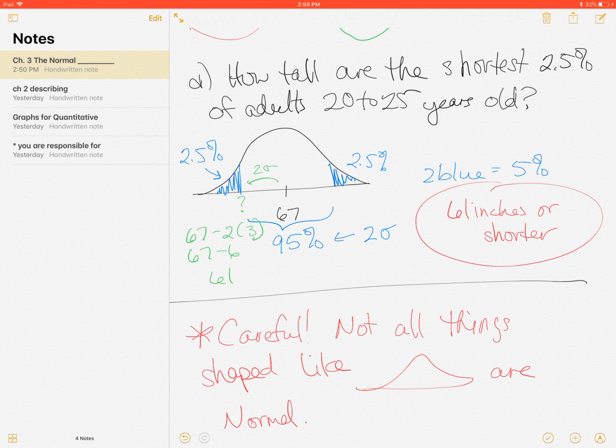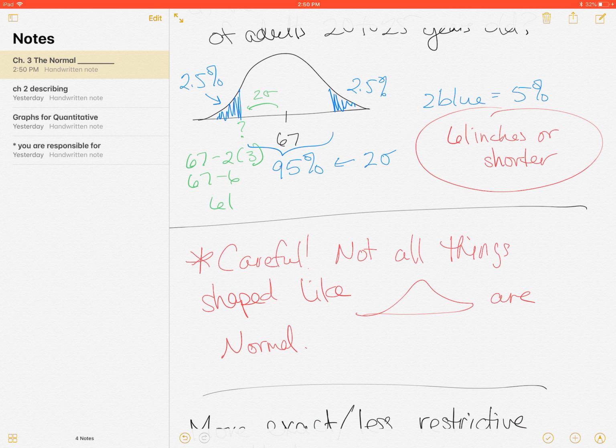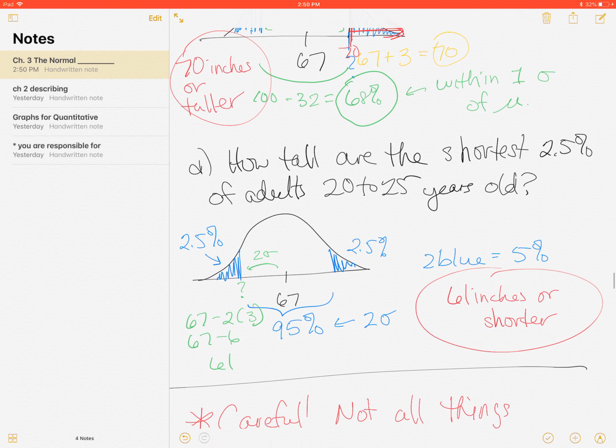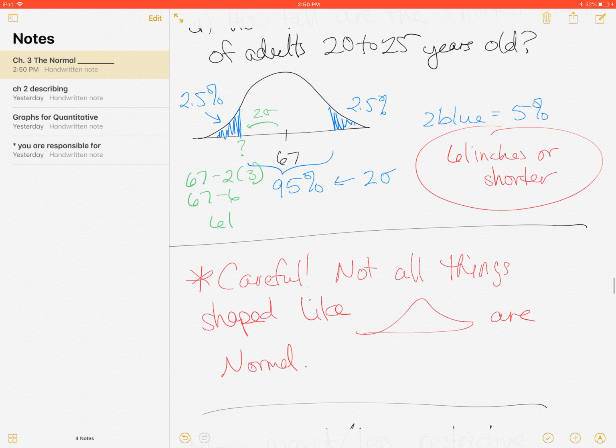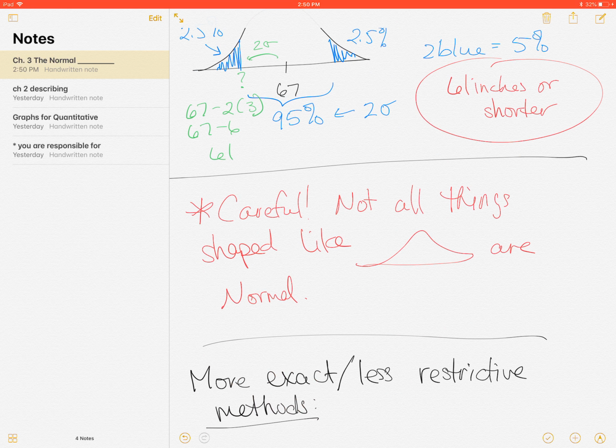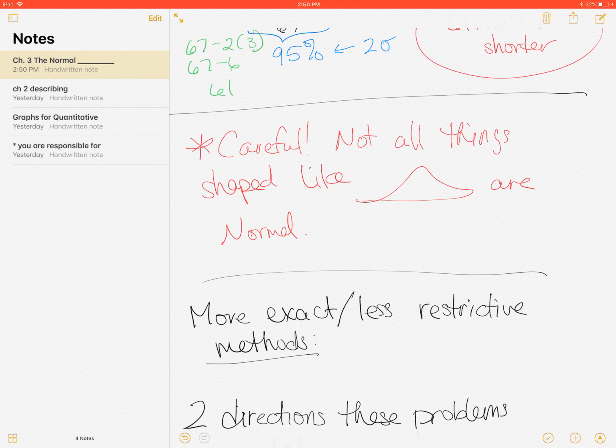Okay, just a really quick note. Not all things shaped like a hill are normal. We will run into things later in the term that are not normal, that are shaped like a hill. So just be aware that they have to have these things be true, the 68, 95, 99.7 rule, in order to actually fit the normal distribution. We're not going to take that into mind when we draw it. We're just going to draw a hill, but technically.